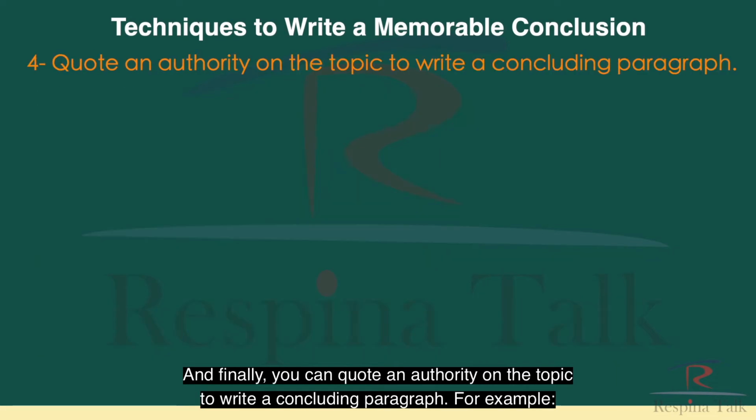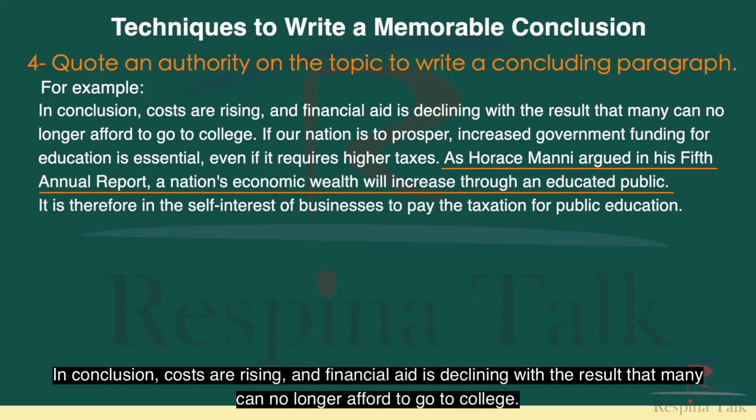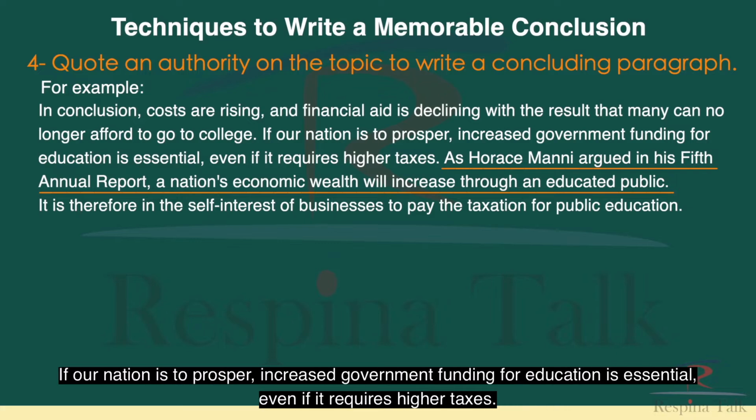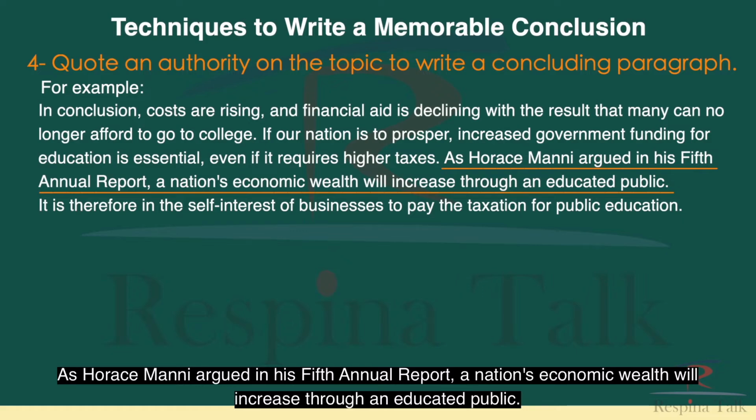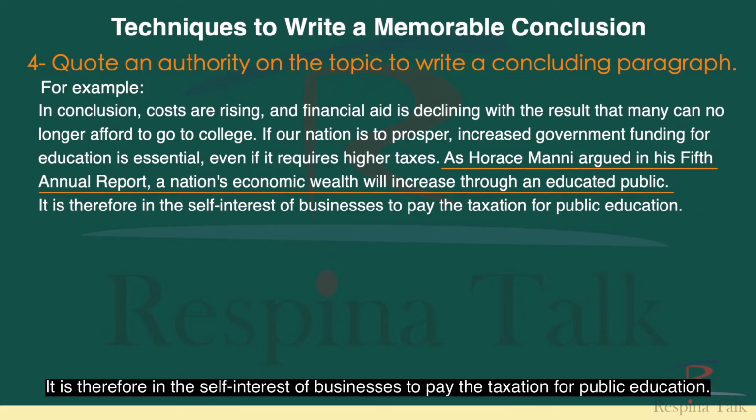And finally, you can quote an authority on the topic to write a concluding paragraph. For example, in conclusion, costs are rising and financial aid is declining, with the result that many can no longer afford to go to college. If our nation is to prosper, increased government funding for education is essential, even if it requires higher taxes. As Horace Mann argued in his 5th annual report, a nation's economic wealth will increase through an educated public. It is therefore in the self-interest of businesses to pay the taxation for public education.